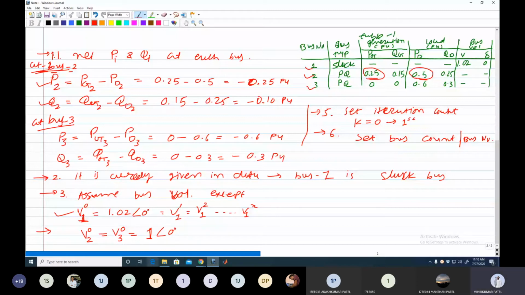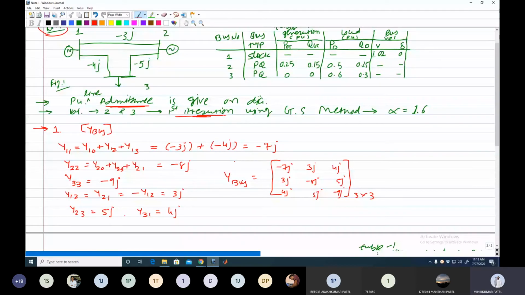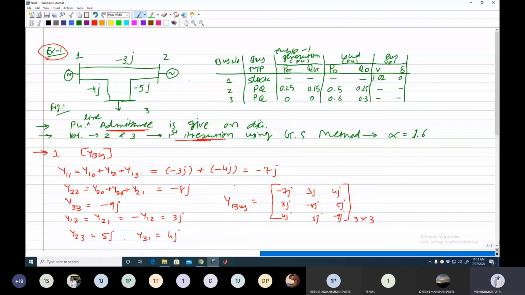Okay. Step number 6, we have to set the bus number, which is already given. Bus number 1 is a slack bus, bus number 2 is a PQ bus, bus number 3 is a PQ bus. So we have completed all 6 steps for this example number 1. Just look once again: the data is given to us and they have asked us to calculate the voltages at bus number 2 and 3 using the first iteration of the GS method.